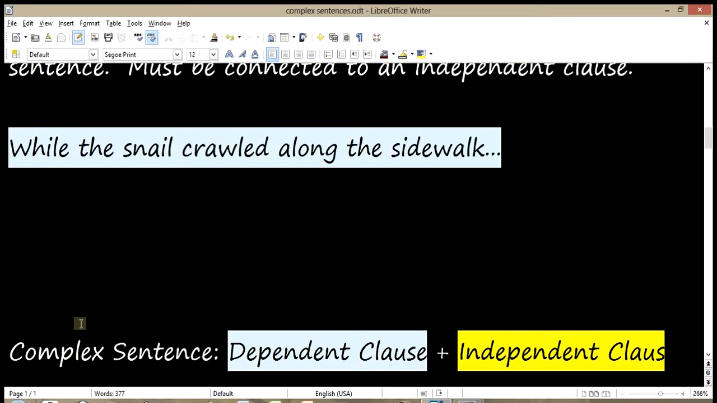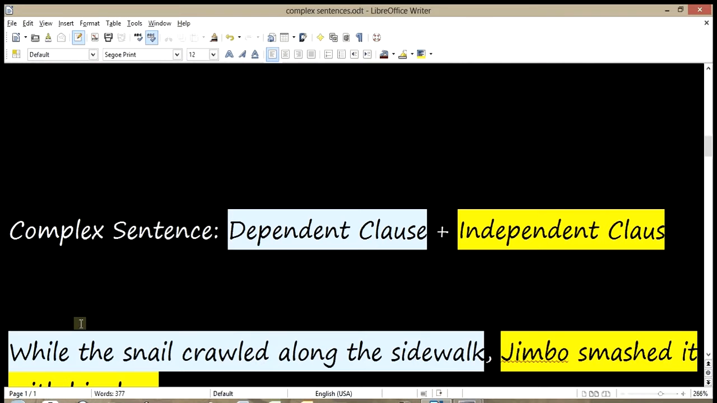To create a complex sentence, we need to have a dependent clause and an independent clause. You cannot have two dependent clauses or two independent clauses. One must be a dependent clause, the other must be independent. I like to think of it as the independent clause is the train engine. That's what's got all of the power, and that's what moves the train. The dependent clause can't go anywhere by itself. It needs to be pulled, just like the car on the train. So the independent clause is the engine, the dependent clause is the car. That's one way to think of it.